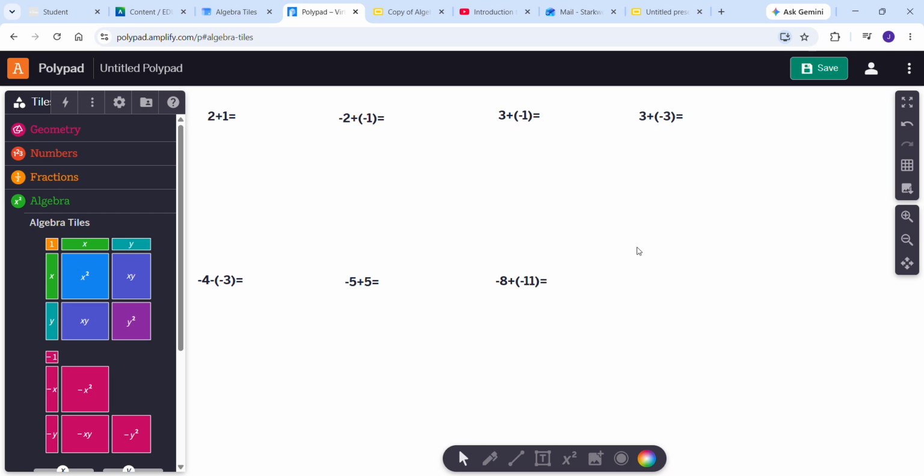Good evening. Today I am going to use algebra tiles to demonstrate addition and subtraction of positive and negative integers.